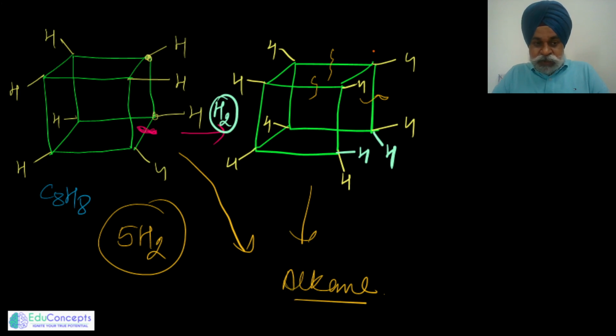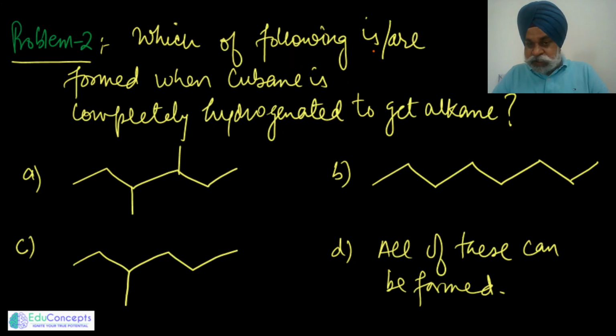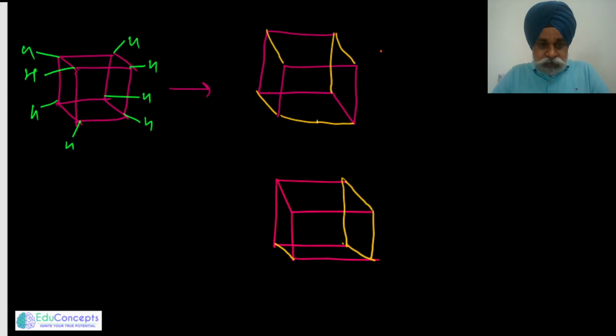Now let me do another question which we asked in the last session also. In this question we asked which of the following is formed when cubane is completely hydrogenated to an alkane. If you have a cubane and are supposed to add all the hydrogens into it, the maximum number of hydrogens you can put is 5, isn't it? We have just found that the degree of unsaturation is 5. Now the beautiful question is, this is the cubane we have just spoken about.